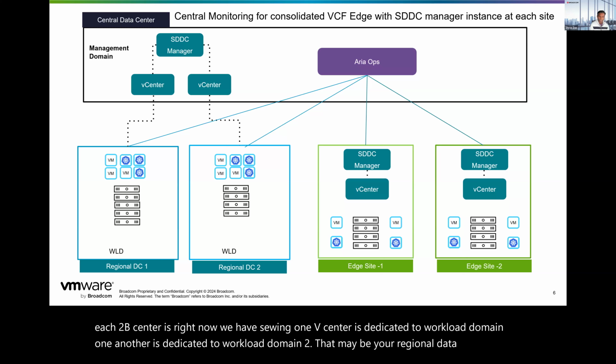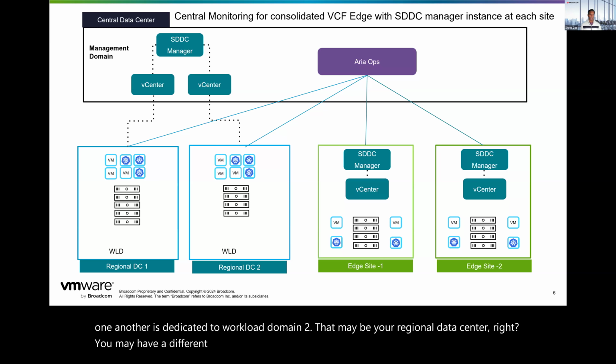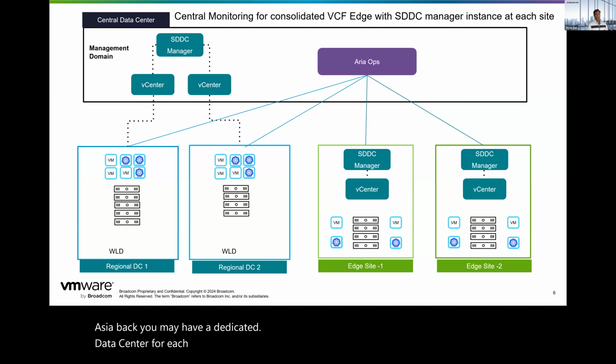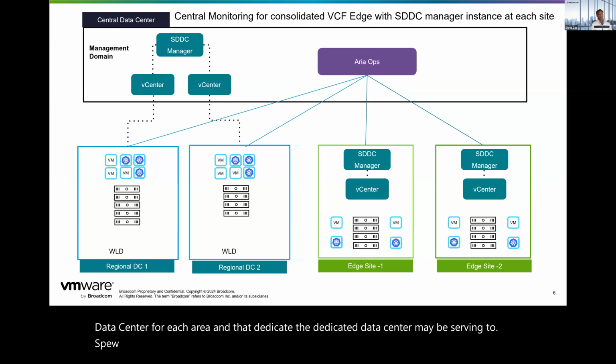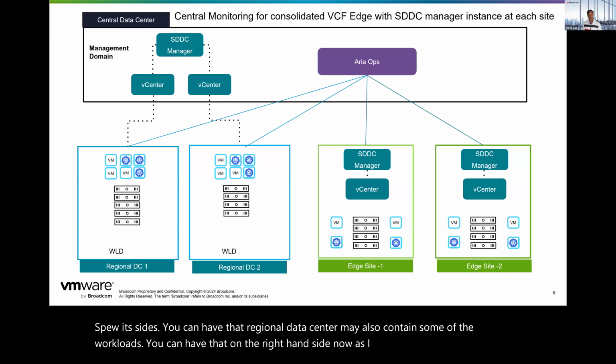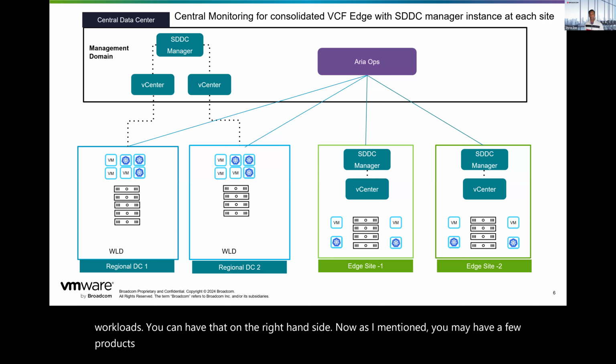You may have different locations, let's say you are in Europe or America or Asia Pacific. You may have a dedicated data center for each area. And that dedicated data center may be serving a few edge sites. You can have that regional data center also contain some of the workloads. On the right-hand side now, as I mentioned, you may have a few production units or a manufacturing or factory automation or whatever you want to do.